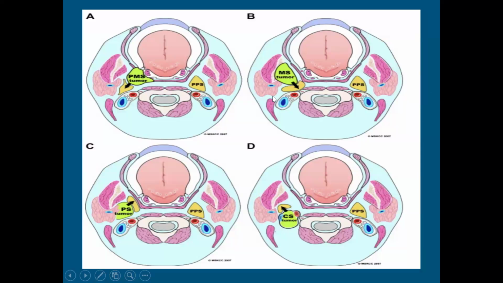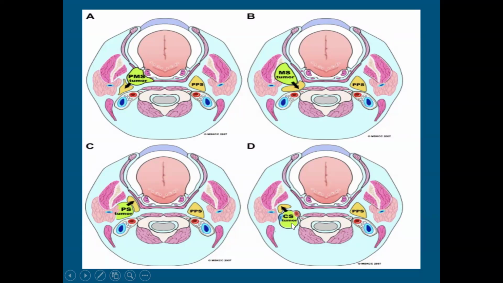In diagram B, this MS tumor is a masticator space lesion. A masticator space lesion will displace the parapharyngeal space posterolaterally. We can just have a look at the location of the various spaces, and accordingly see how each will displace the parapharyngeal space. This is a parotid space lesion, which will displace the parapharyngeal space anteromedially.